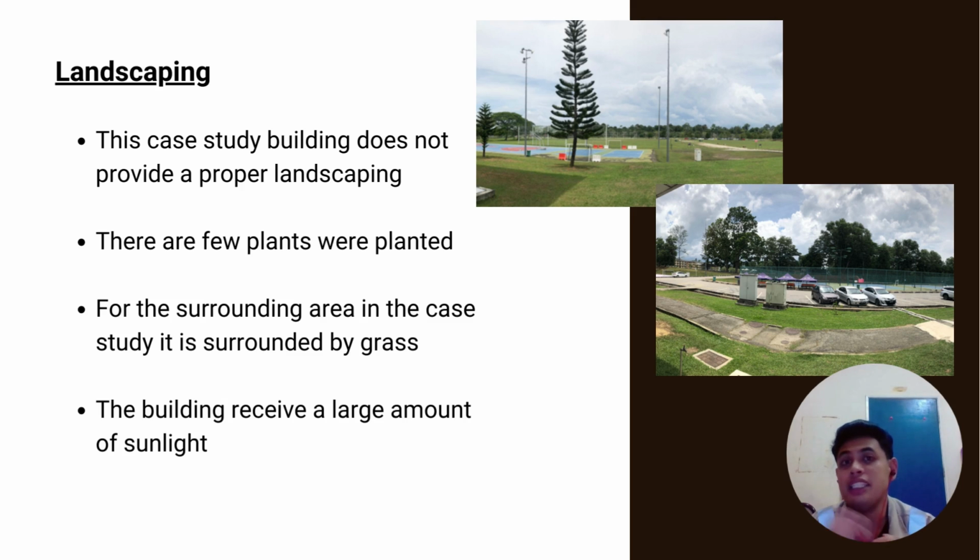Last but not least, this is the last part of our case study building, which is the landscaping. From the observation, this case study does not provide proper landscaping. Around the case study region, very few plants were planted. There is only one tree planted on the right side of the building, where it is quite far from the building. Furthermore, the surrounding area of the case study is covered by grass. This is because the building is close to the field area and has only a small floor area which is only covered by cement floor.